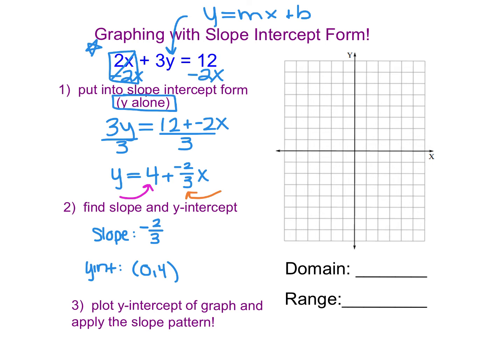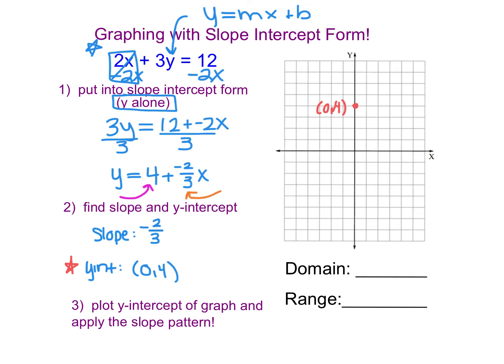So now that I have this key information, I can go to my graph and I can actually start plotting. So the first thing I'm going to do is plot my y-intercept point, because I know that that is a specific point on my line. So here I'm going to go to x is 0, y is 1, 2, 3, 4. So we have x is 0, y is 4. Then from here, I can use my slope to help me plot additional points.